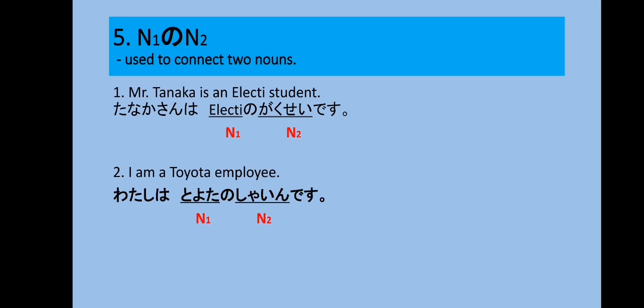Another example. So, this is an elective student. What if it's an elective employee? So, Tanaka-san wa electi no shain desu. So, it's like that. It's the same with sentence number 2.